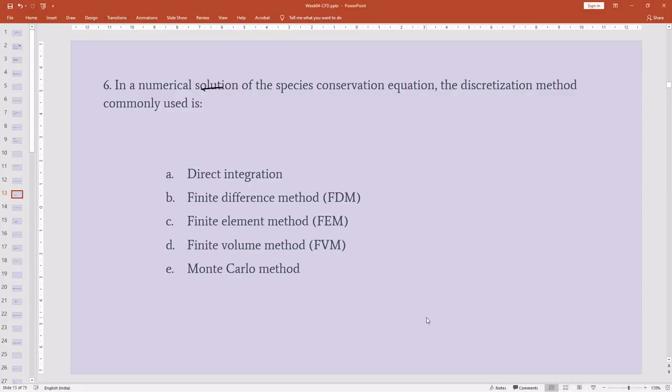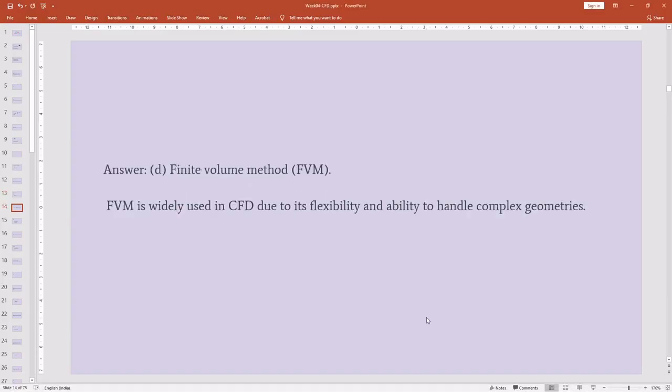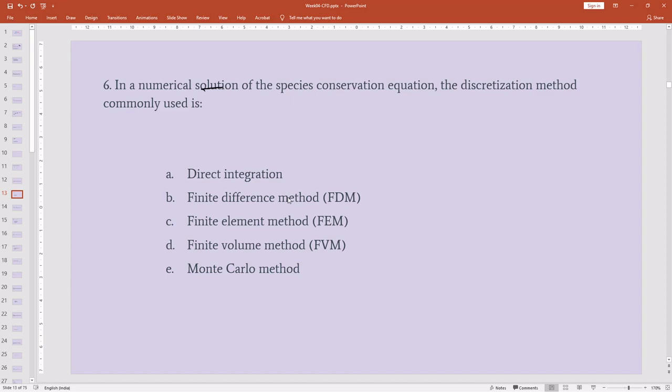Yes, as you know, it is the finite volume method. Mostly in CFD, most of the researched or developed methods in CFD itself are the finite volume method. And the finite volume method is best for species conservation numerical simulation.